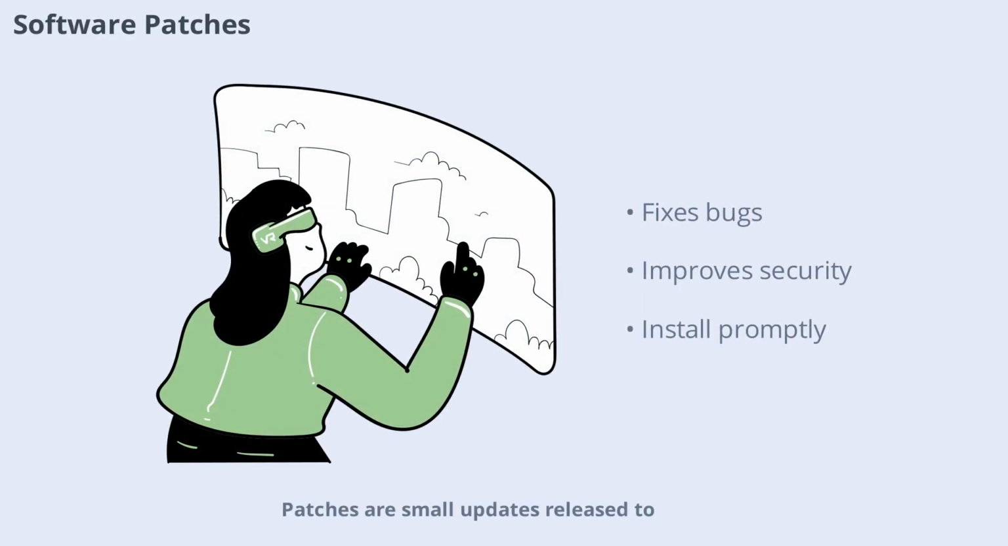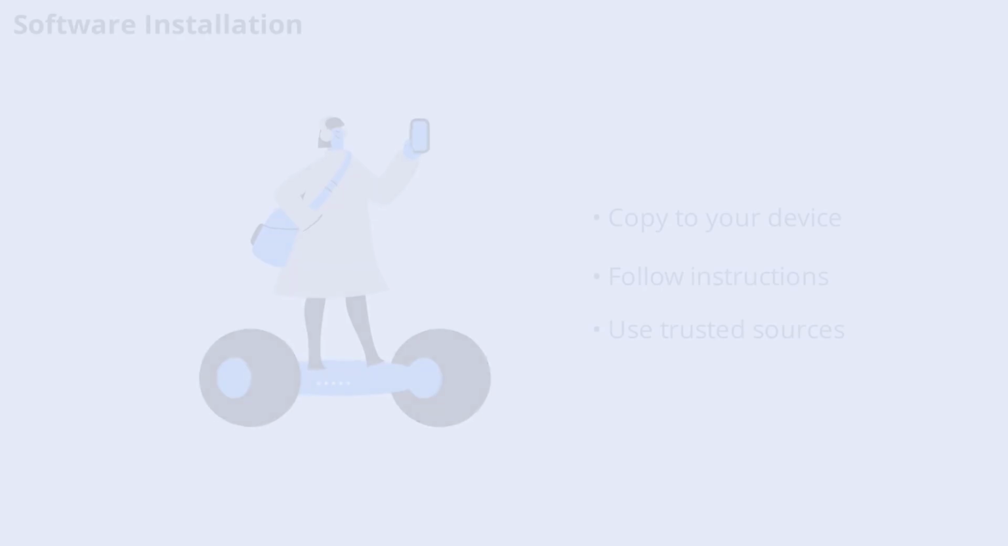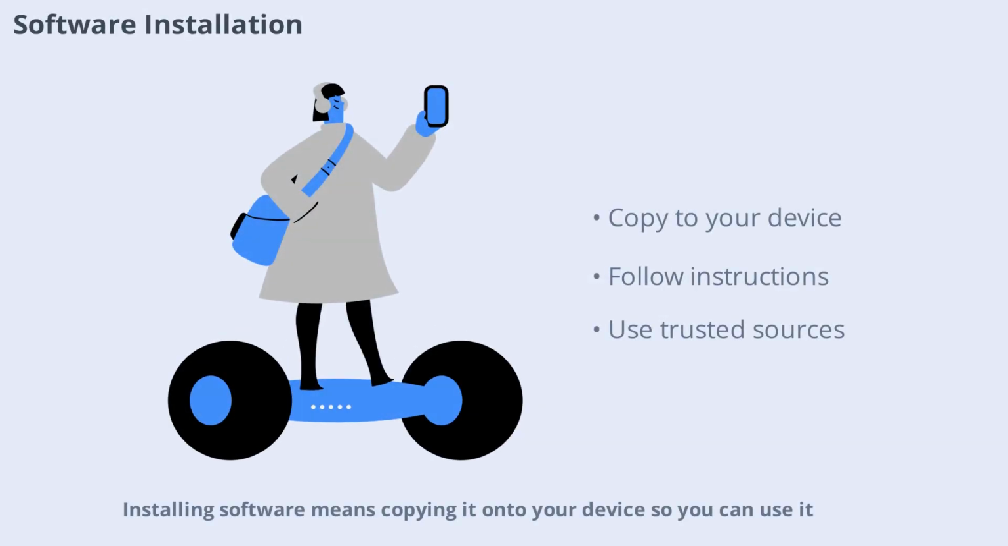Patches are small updates released to fix bugs or security vulnerabilities in software. Installing patches promptly is important for keeping your program secure and functioning properly. Developers release patches regularly in response to newly discovered issues, so staying up to date is key. Installing software means copying it onto your device so you can use it.